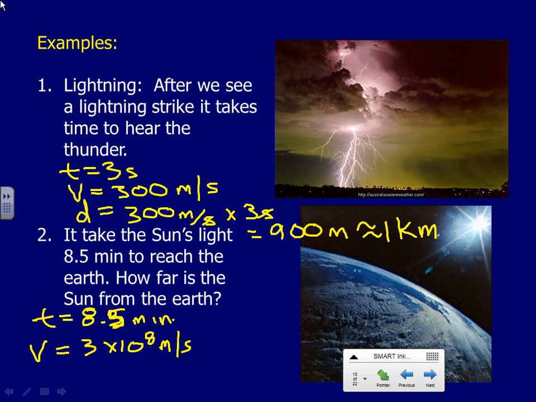And again, I want the D. So again, I'm going to have to multiply, but I've got a problem with my calculation at this point in time. I can't multiply my minutes.